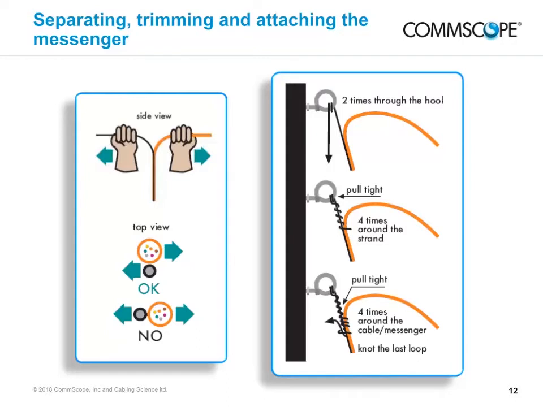Wrap the messenger 4 times tightly around itself. Wrap the messenger 4 times around the messenger and cable. These multiple loops distribute tension and help keep the cable from deforming. Finally, knot the last loop in a simple clove hitch. Trim off any excess messenger.